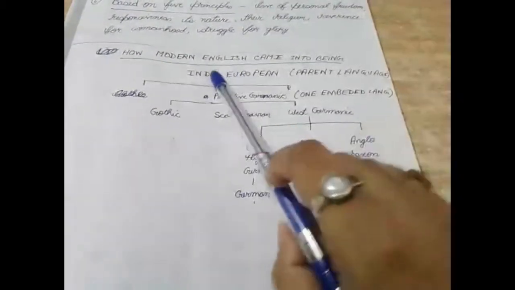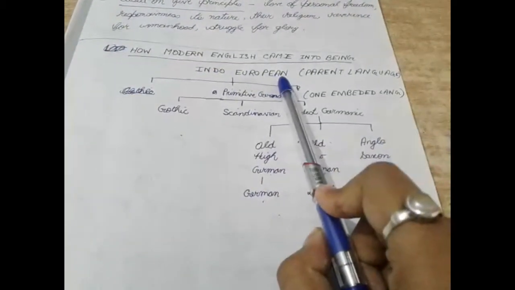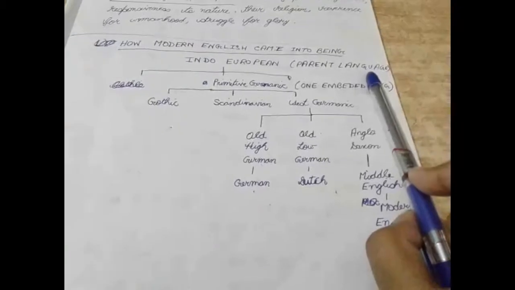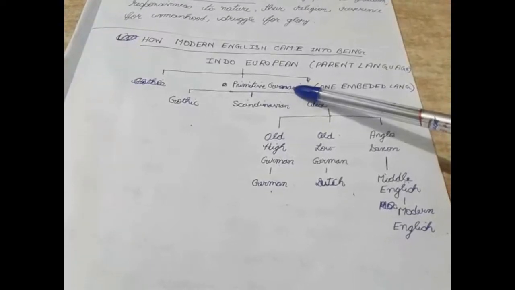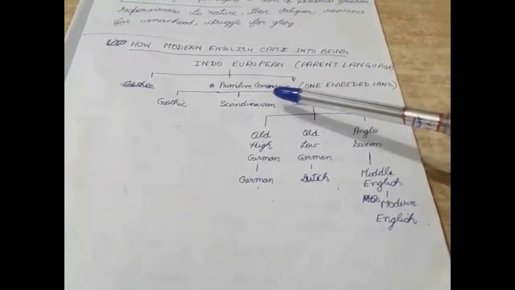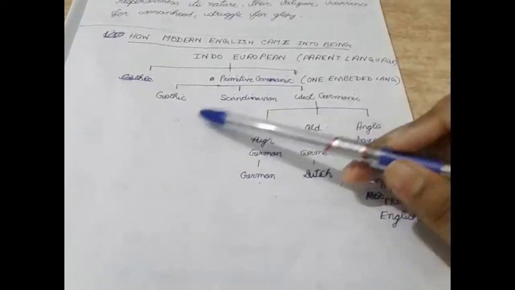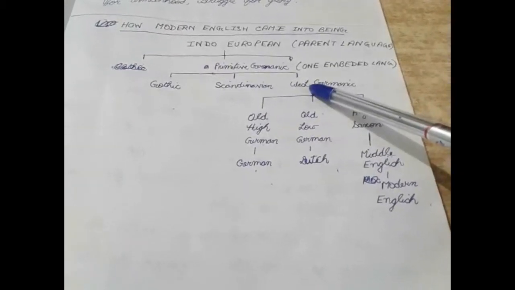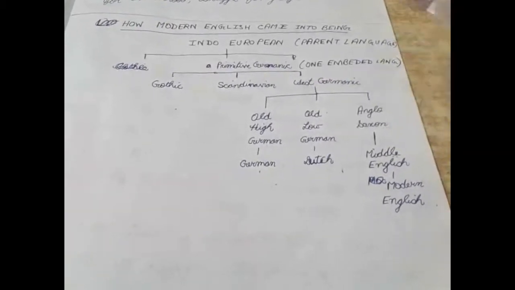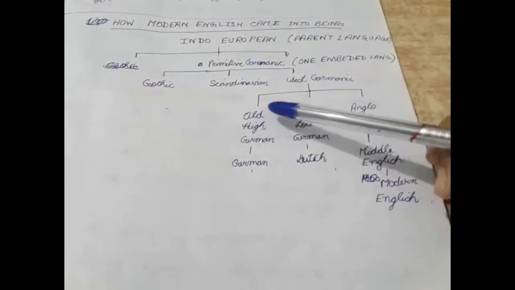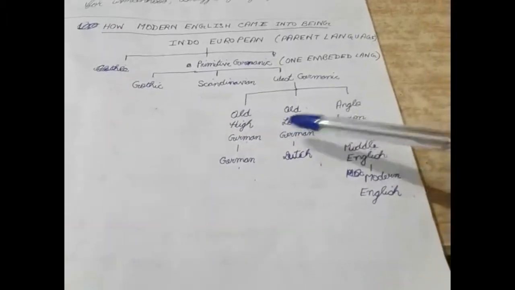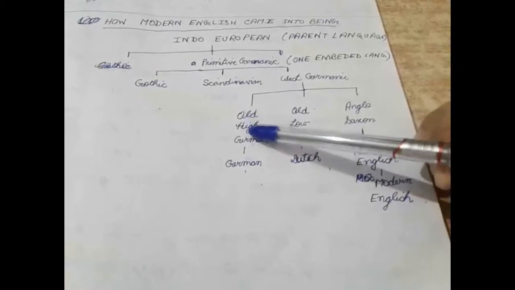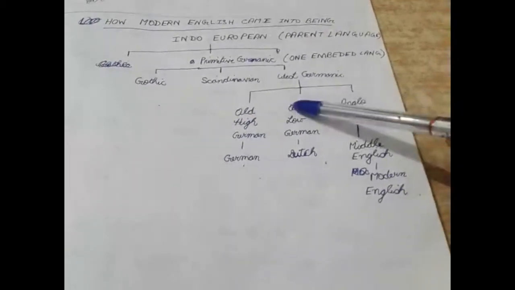So let us see. First of all we have the Indo-European, which is the parent language. Indo-European can be divided into many languages, out of which primitive Germanic is one such language. Primitive Germanic can again be divided into three languages: Gothic, Scandinavian and West Germanic. Now West Germanic can again be divided into three languages: Old High German, Old Low German and Anglo Saxon.